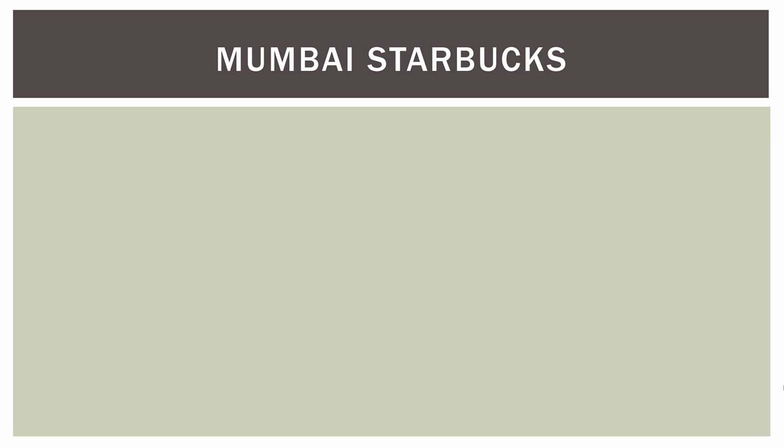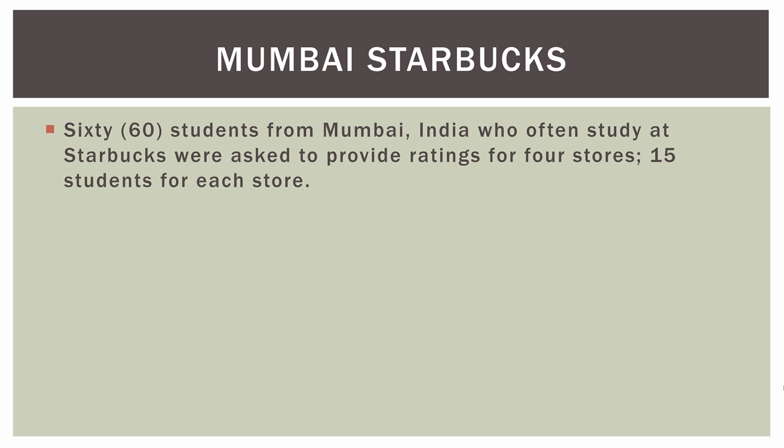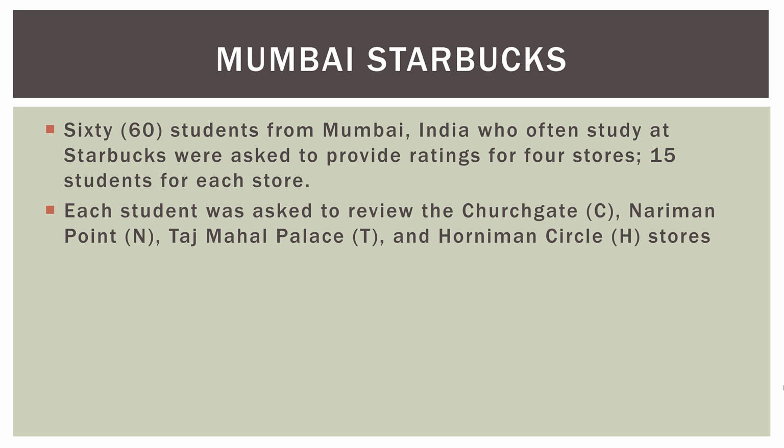So I will continue using the example I've done in this playlist called Mumbai Starbucks. 60 students from Mumbai, India, who often study at Starbucks, were asked to provide ratings for 4 stores, so 15 students for each store. Each student was asked to review the Church Gate, which we will denote with a letter C, Nariman Point, letter N, Taj Mahal Palace, T, and Horniman Circle, H stores. And yes, these are actual stores in Mumbai, India.